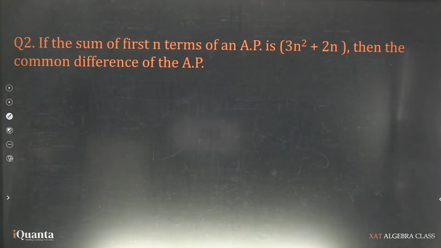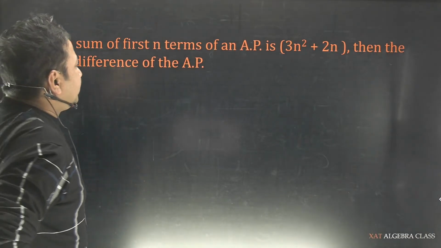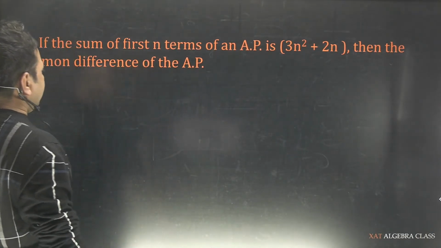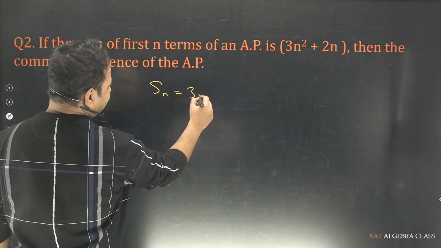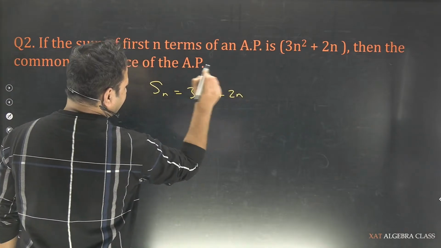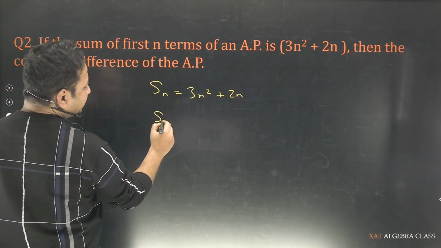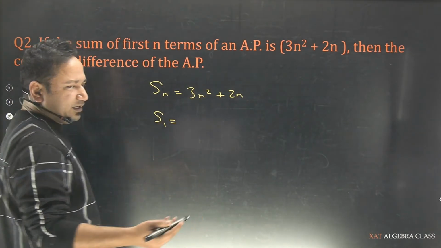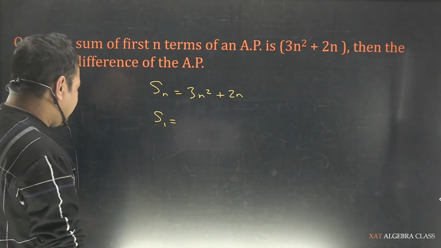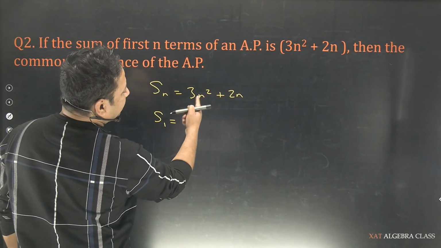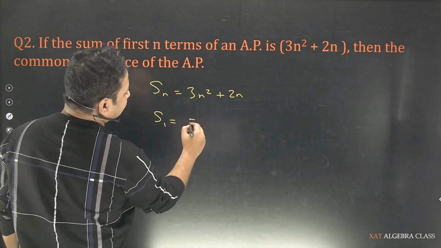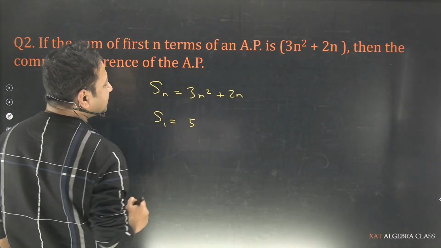All right. So a lot of people are coming with two kinds of answers, 6 and 11. Let's see how to do that. So the sum of n terms, Sn, is given as 3n square plus 2n. Now what does that mean? If I put n as 1, I'll get the sum of one term, and the sum of one term is nothing but the first term itself, isn't it? Sum of one term will be first term only. So if I put 1 here, I'll get 3 plus 2, 5. 3 into 1 square plus 2 into 1.